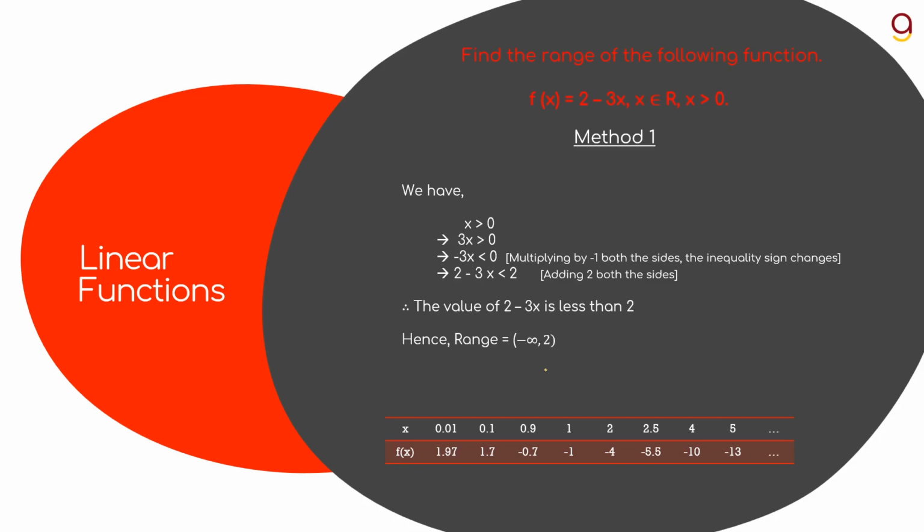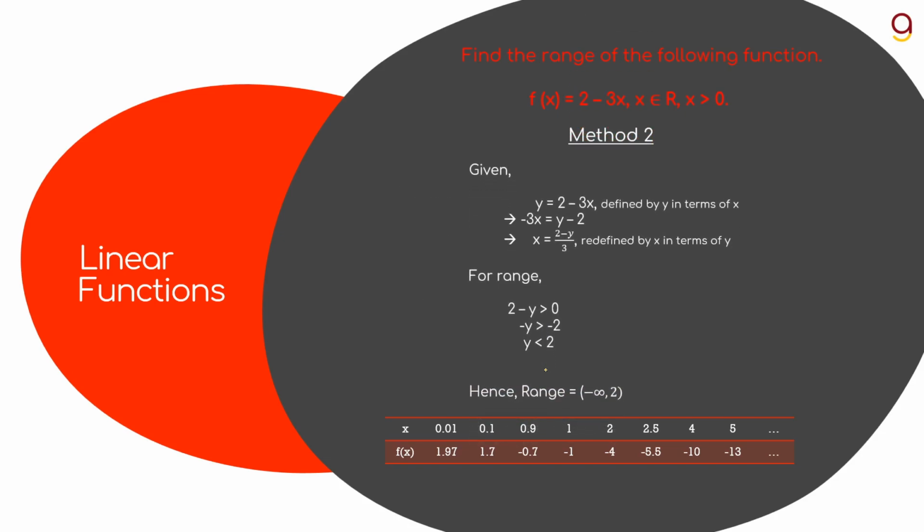Now let's see the next method. Here in this method, f of x is equal to 2 minus 3x. Instead of f of x, we can write y. So y is equal to 2 minus 3x. This is defined by y in terms of x. So what we need to do is redefine this by x in terms of y. So how will we redefine that? By x in terms of y.